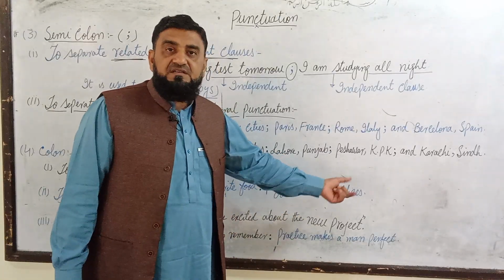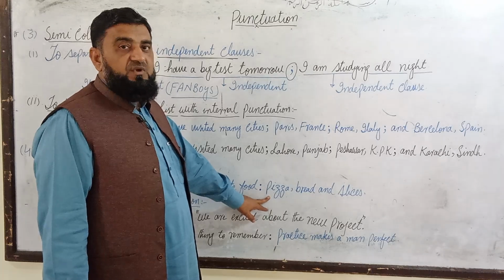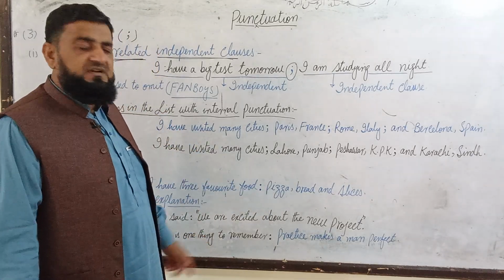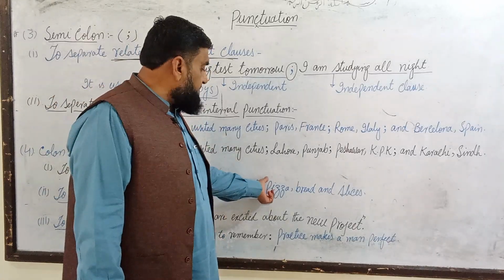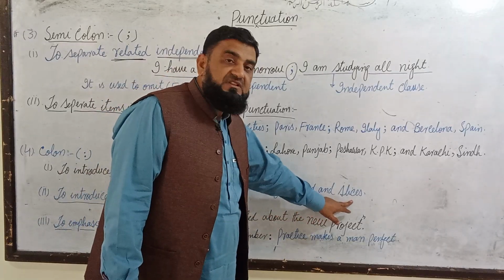The original pronunciation is pizza. But that is a common mistake, or we can say common pronunciation, that we are pronouncing this word as pizza. So pizza, bread and slices. So these are items within the list.